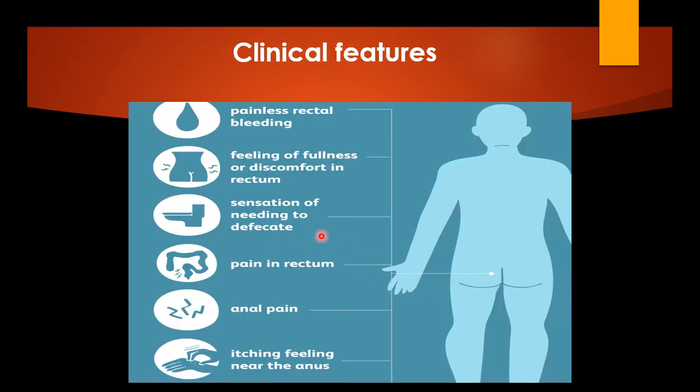The clinical features include painless rectal bleeding. Remember, I emphasize the word painless because classical bleeding from hemorrhoids is painless. Feeling of fullness or discomfort in the rectum, sensation of needing to defecate, pain in the rectum, especially when there are complications of the hemorrhoids like prolapse and thrombosis or infection, anal pain, especially from external hemorrhoids which are thrombosed, and itching feeling near the anus.